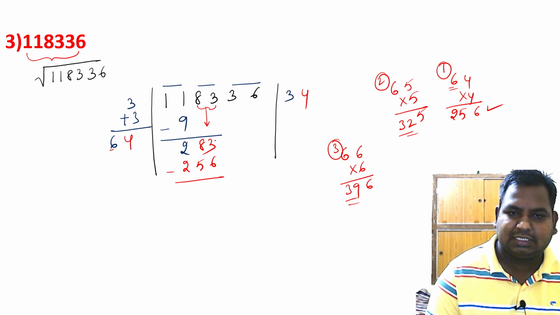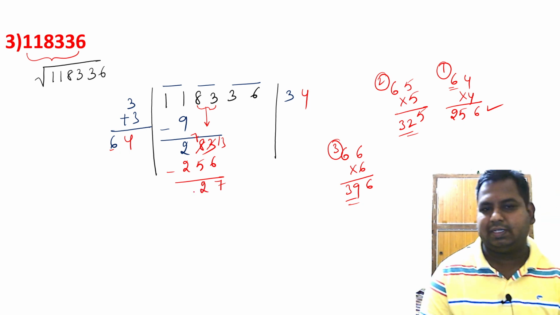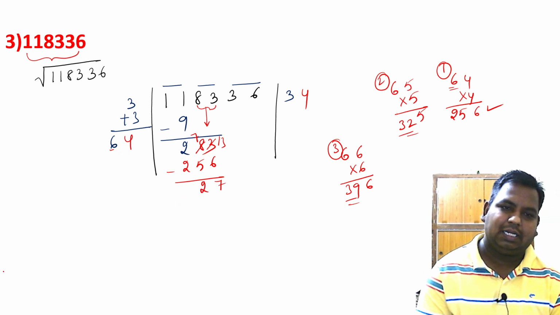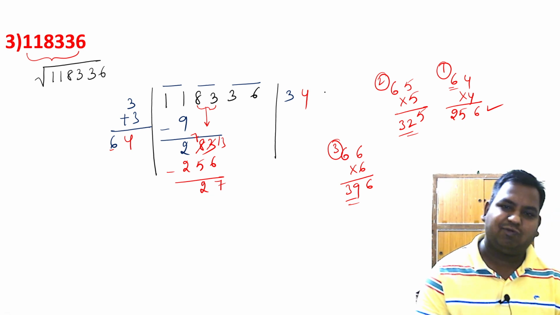283 minus 256, it's 13. We'll have 7 here. Next 7. 7 minus 5 is 2. 27. Difference is 27. Now, in the quotient place, I have written recently 4.